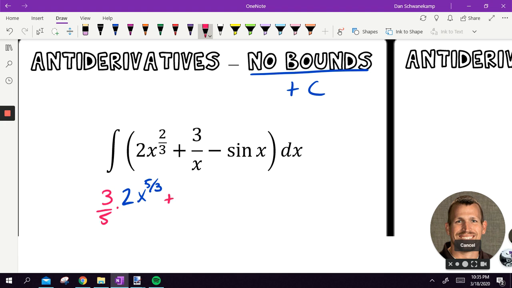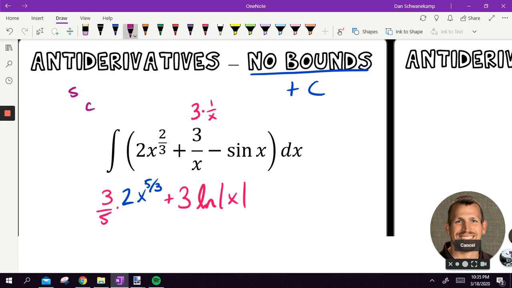And then do it again. Ooh, 3 times, that's like 1 over x. So the 3 is a constant. What is the antiderivative of 1 over x? That is the natural log of x in absolute value signs. Don't forget that. Plus, I'm sorry, the antiderivative of the negative sine.